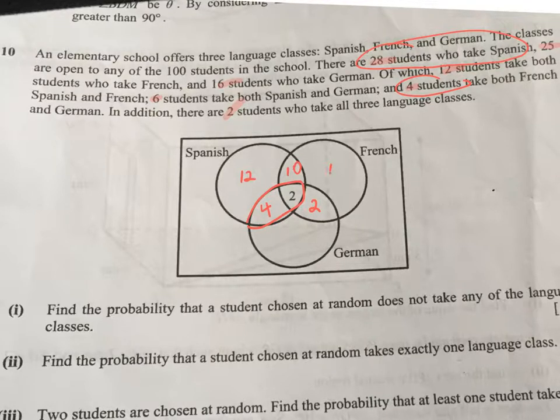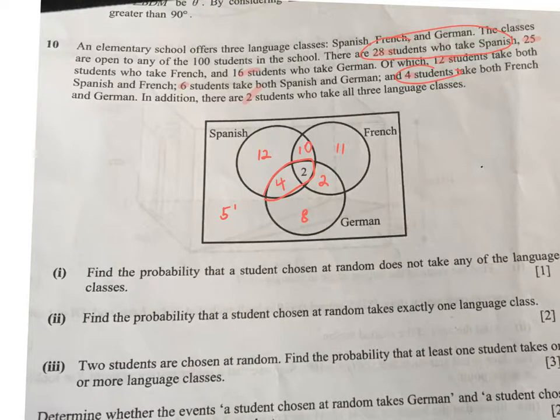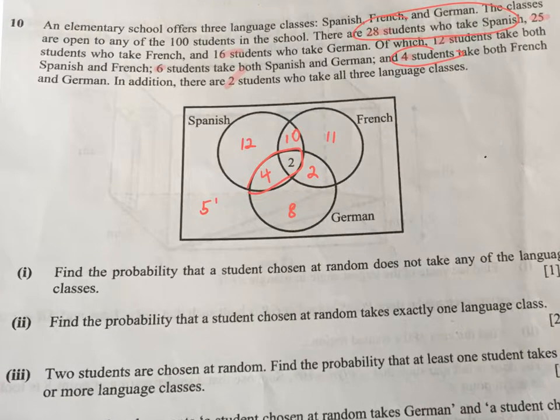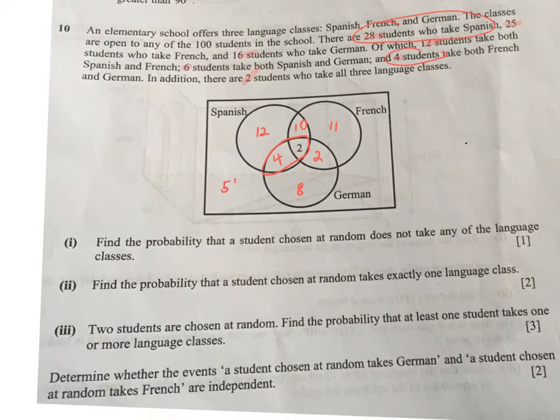I'll go in this order and find the numbers for French and German, and then there are actually 51 people left outside. So this is what you need to do in order to be successful at solving for your probabilities. And it is important that you get your Venn diagram numbers correct before you start the question. Okay, now I will not go through part 1 and part 2, because I believe that most of you are okay with these 2 parts.